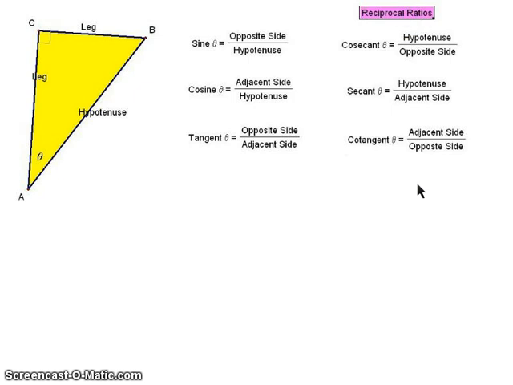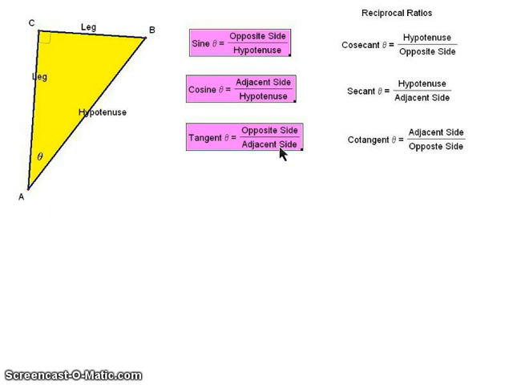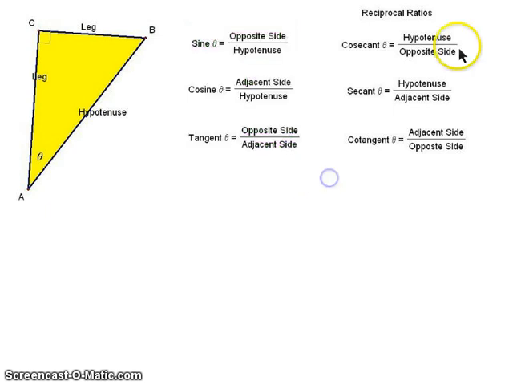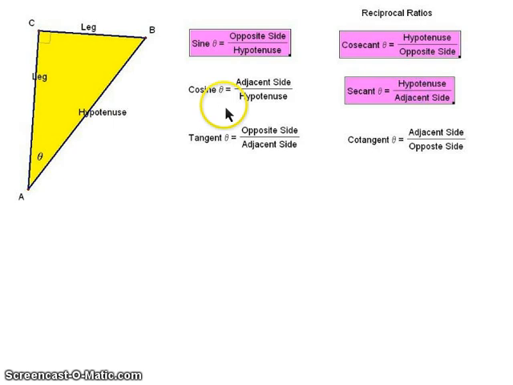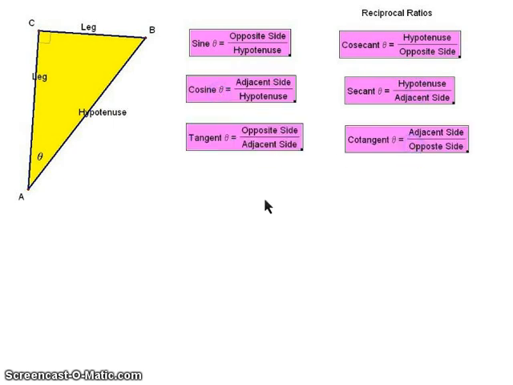The really nice thing about this is you don't have to memorize all six. You really just have to memorize the first three. Because if you know the first three, then all you have to do is take those answers and take the reciprocal to get the other three. The hardest part about the reciprocal ratios is remembering which ones line up. You have to remember that the cosecant is the reciprocal of sine, the secant is the reciprocal of cosine, and the cotangent is the reciprocal of tangent. That's probably the hardest part of the reciprocal ratios.